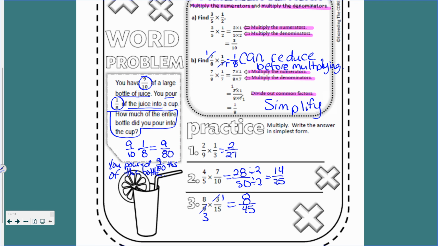Say that again. So you just multiply across. So you would have gotten 24 over, and those can be divided by 3, and that equals 8 over 45. Same answer. If you add the numbers together, 5 plus 3 is 8, plus 1 is 9. That means it can be divided by 3. Any questions? All right, let's look at the next one.